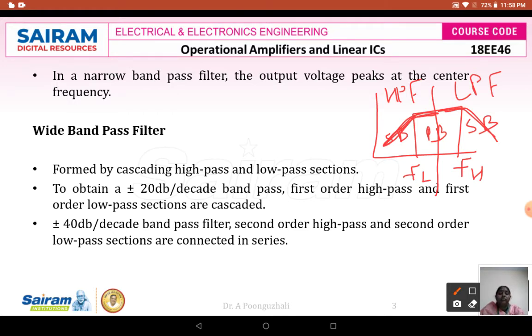Here the slope of this first order band pass filter is going to be plus 20 decibels per decade here, and minus 20 decibels per decade here. Here it is increasing, here it is decreasing. So we say that you are going to have a slope of plus or minus 20 decibels per decade for the first order high pass and first order low pass sections. Suppose I go for a second order, the slope is going to be plus or minus 40 decibels per decade for a second order filter, because two RC pairs are going to be used.